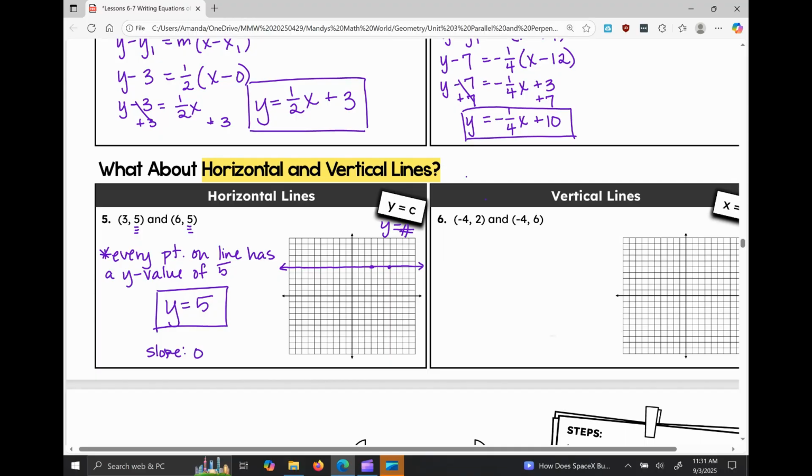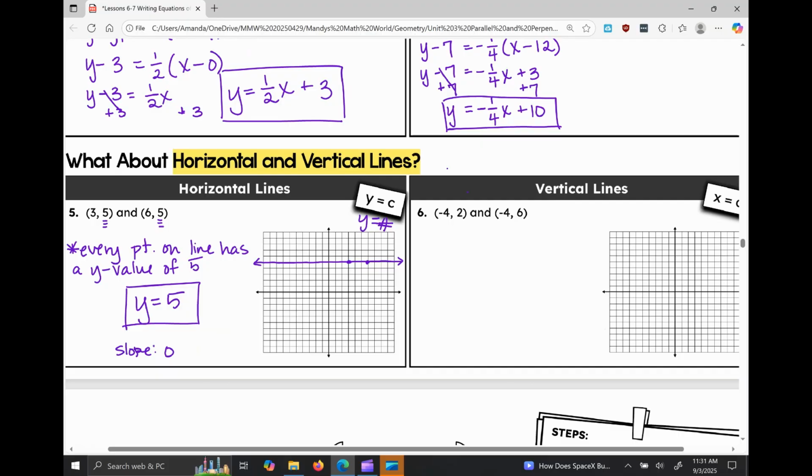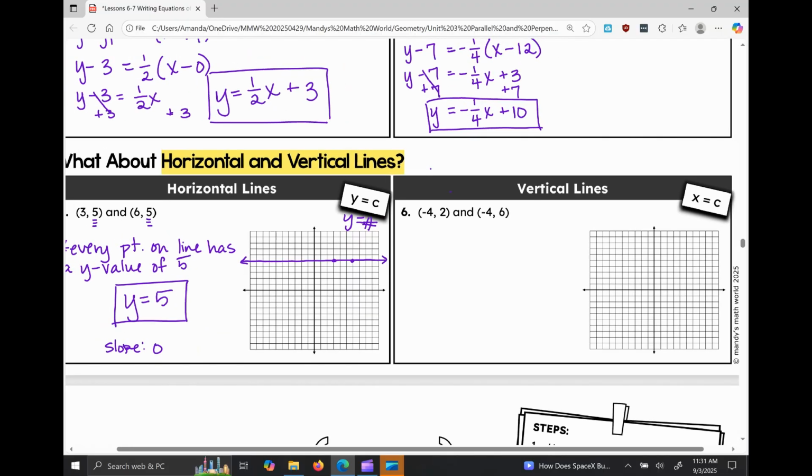Let's move over to vertical lines. I'm going to zoom out just a little bit. Vertical lines go straight up and down. They're written x equals some number, x equals c like a constant. A constant is just a number. And I can see on here that my x value for these 2 points is the same. If I were to graph these 2 points, (-4, 2) is left 4, up 2, and (-4, 6) would be left 4, up 1, 2, 3, 4, 5, 6. I can clearly see, oh, this is a vertical line, right?